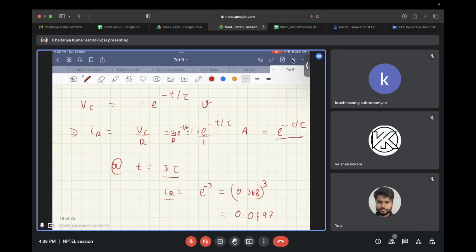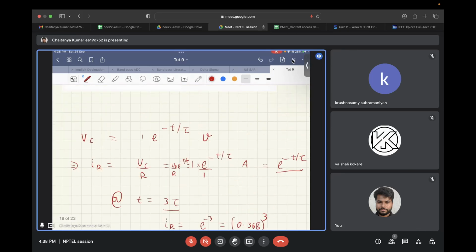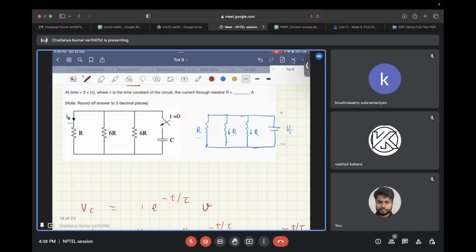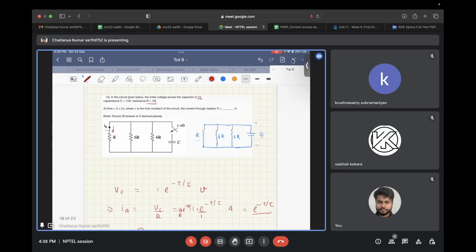And in the previous question, you saw that e to the power minus 1 is 0.368. So here it will be 0.368 cubed. That comes out to be 0.0497. So this is the value of the current through this resistor. Now let's move to the next question.